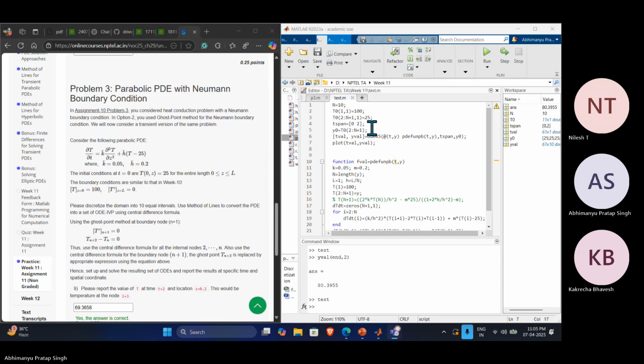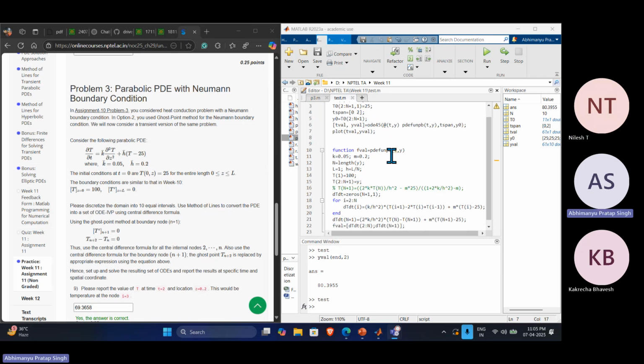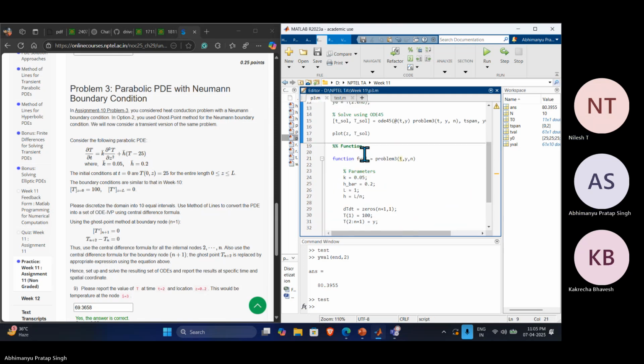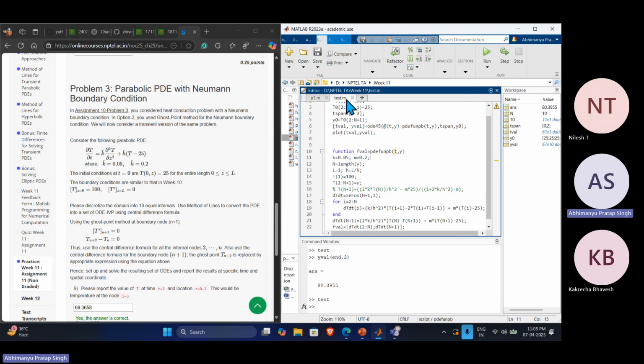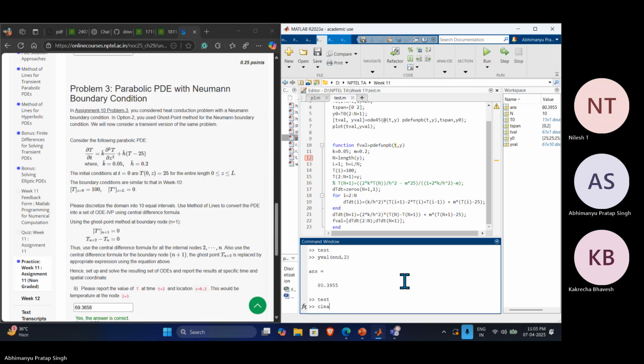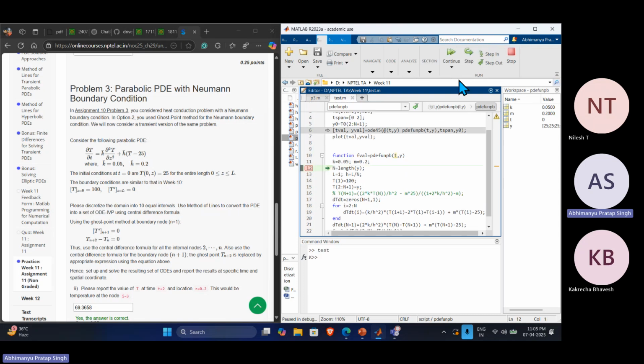T1 plus 1, T0 to 2, 1. It's basically the same code. 0.05, h by 0.2 L. Okay, I think your n value is different. No, that's length of 10 only. Fine.